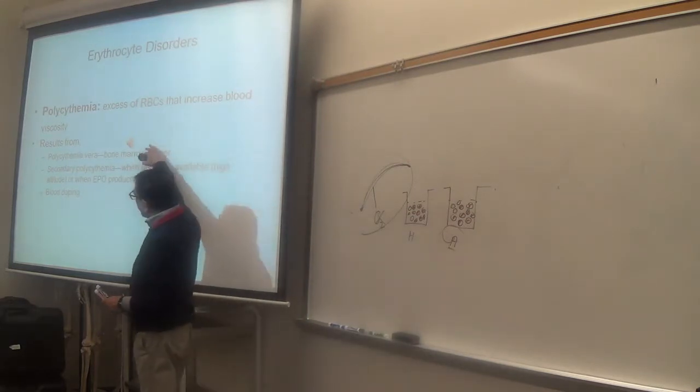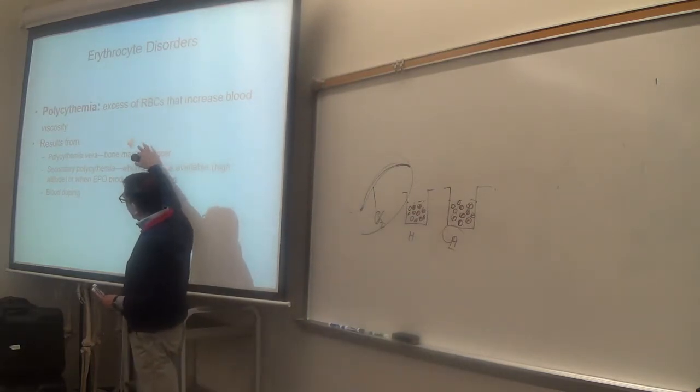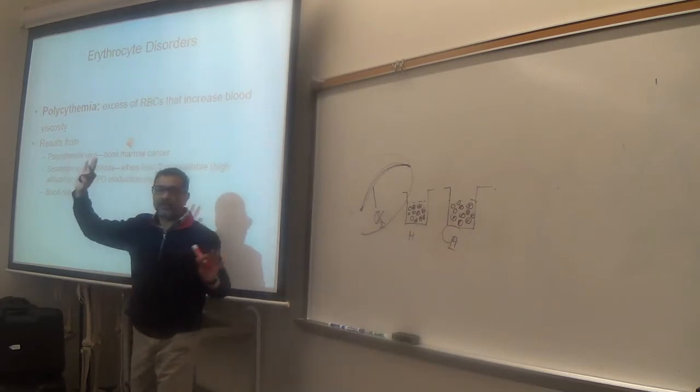So one is clinical polycythemia, another is physiological polycythemia. Is it clear?